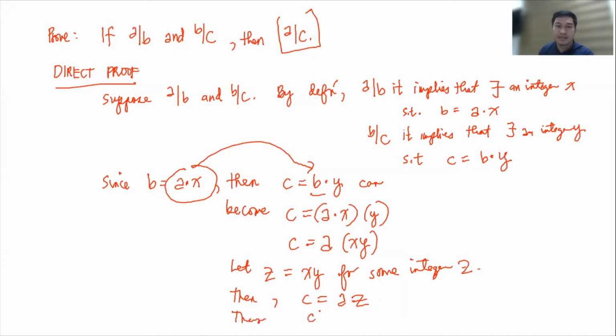Thus, A divides C. Based from this one, if you transform that like this. So I think we're done with the proof. We were able to prove that if A divides B and B divides C, then A divides C. Let's go into the second theorem that we have. Let's prove it.